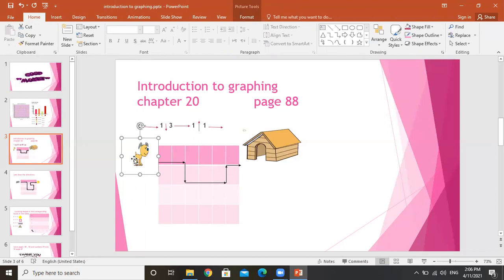So my lovely students, this is how we move on a graph by using these directions, by reading the numbers, then the arrows after the numbers. So here 2 to the right, we move 2 to the right, then 1 down, 3 to the right, 1 up, then 1 to the right.